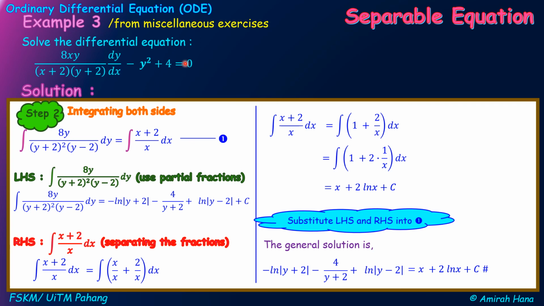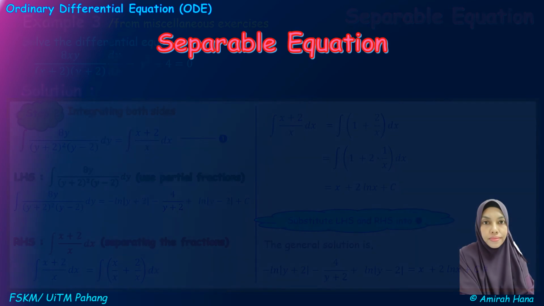From the given question, the initial condition is not given. So we do not need to find the value of c. We just find the general solution in terms of c here. So this is the final answer. We do not need to apply the initial condition because the initial condition is not given.